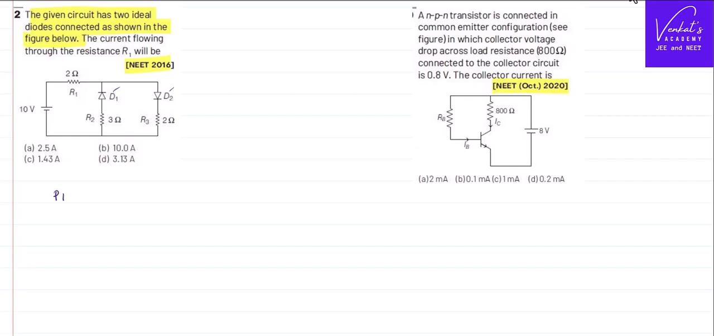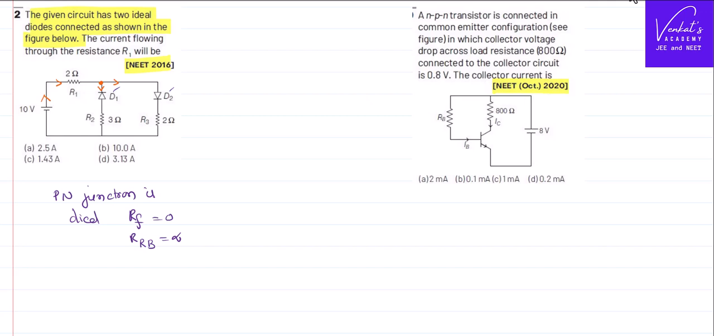So a PN junction diode is ideal means resistance in the forward bias is 0, resistance in the reverse bias is infinity. That's one thing that we need to know, right? Now let us see how the current flow is happening in the circuit. From the positive plate of the battery, current will start, it will go through these 2 ohms. After reaching the junction, it has to go this way as well as this way, it has to split.